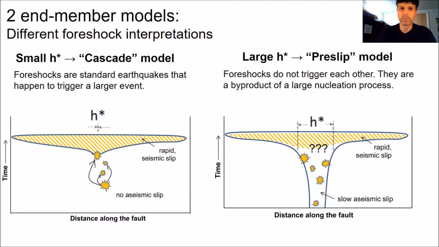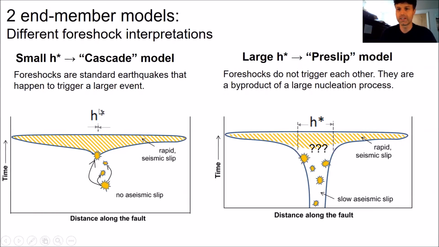There are two end-member models for foreshocks. In one case, the foreshocks are just standard earthquakes that trigger each other through standard stress transfer and happen to trigger an earthquake that met favorable rupture conditions on the fault and got big. On the other side of the spectrum, you have a pre-slip model, which says that all of these foreshocks didn't trigger each other. They actually were collectively triggered by some aseismic slip that was the nucleation of a large earthquake.